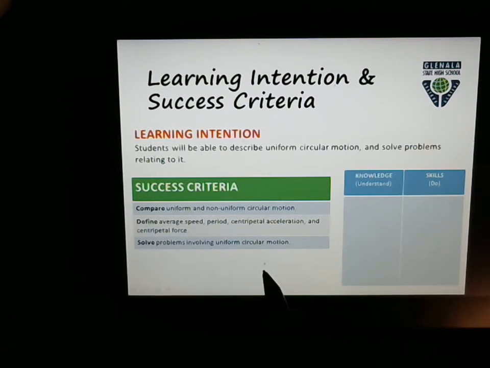Alright, now hopefully you picked up that firstly, you need to know what is uniform and non-uniform circular motion. I've abbreviated it there just for the sake of keeping things a bit neater. We need to know all these definitions: what is average speed, period, centripetal acceleration, and centripetal force. Average speed we've seen before, so we should be able to clue in on that pretty quickly, but we are going to need to know them how they relate to this topic.